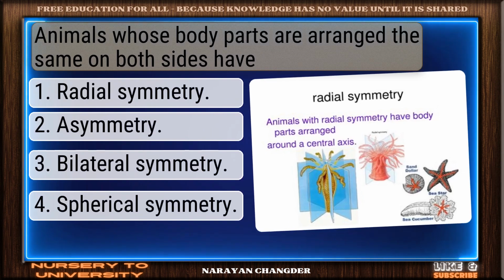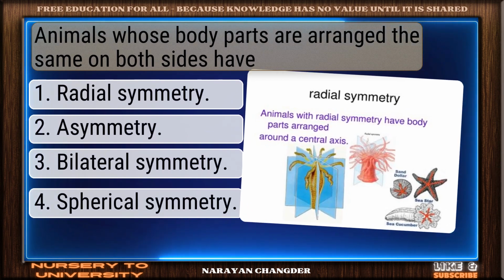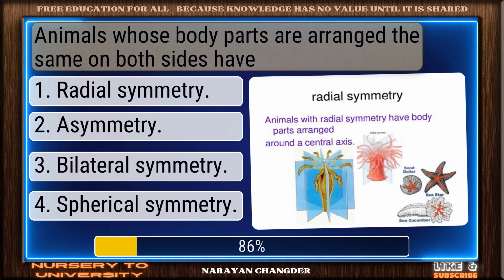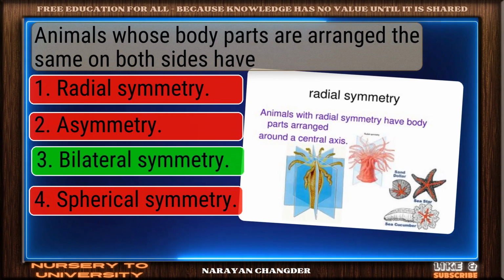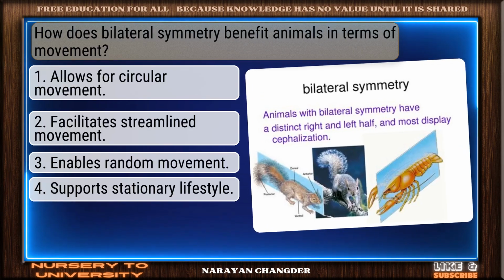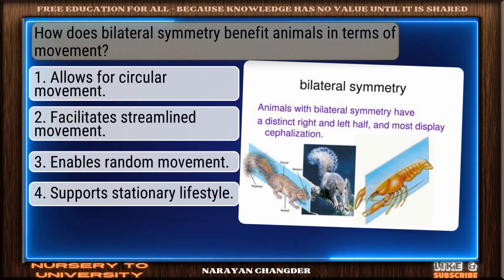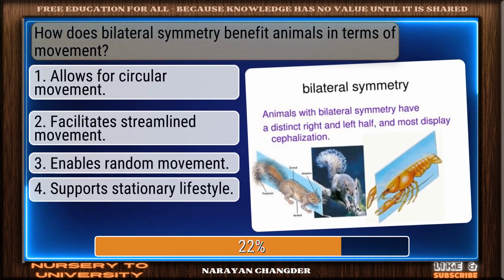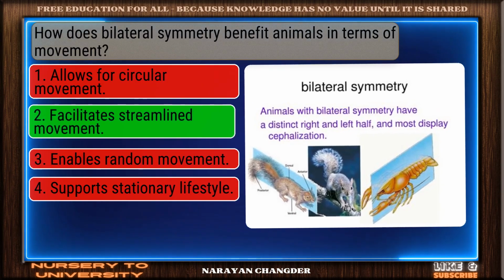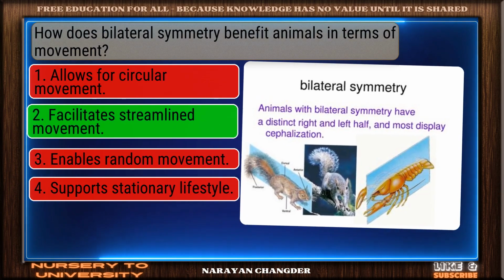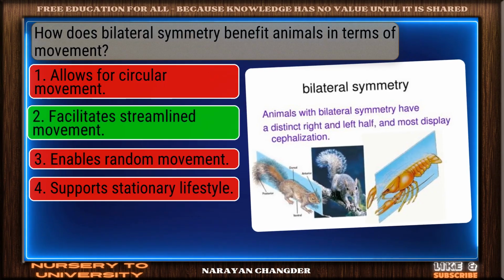Animals whose body parts are arranged the same on both sides have. Nice work. You chose bilateral symmetry, and it is correct. How does bilateral symmetry benefit animals in terms of movement? Nicely done. Facilitates streamlined movement is a solid answer.